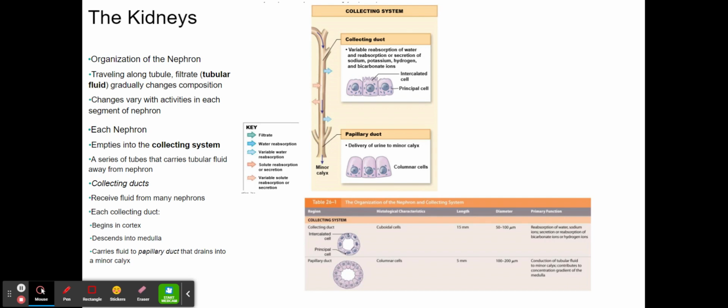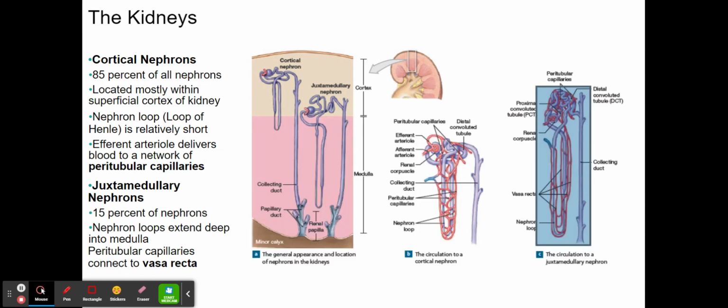Nephrons from different locations within a kidney differ slightly in structure. Approximately 85% of all nephrons are cortical nephrons, located almost entirely within the superficial cortex of the kidney. In a cortical nephron, the nephron loop is relatively short, and the efferent arteriole delivers blood to a network of peritubular capillaries, which surround the entire renal tubule. These capillaries drain into small venules that carry blood into the cortical radiate veins.